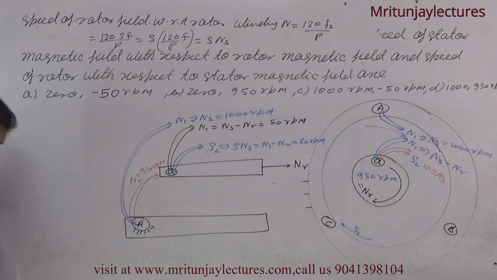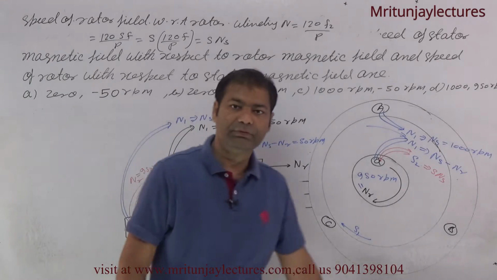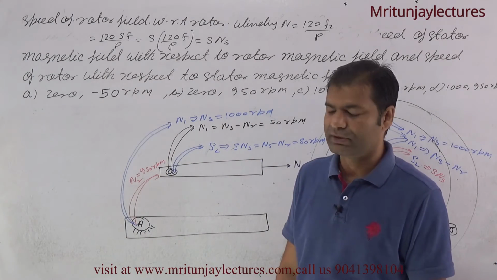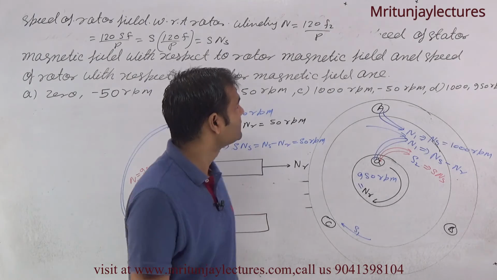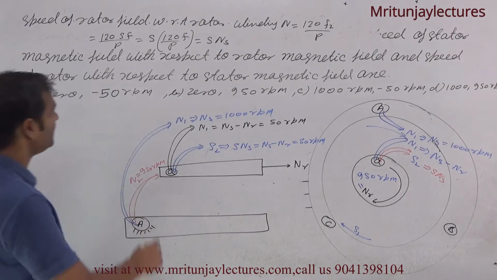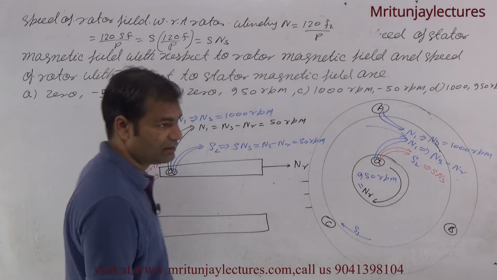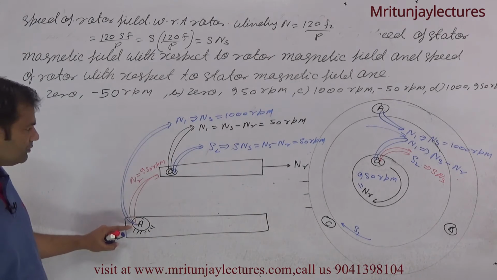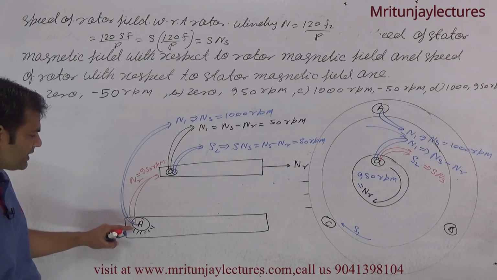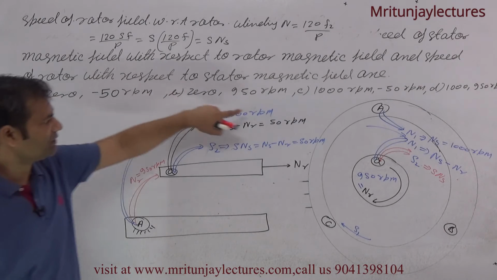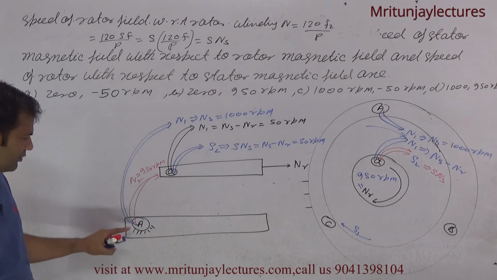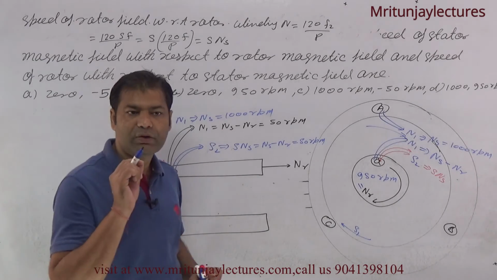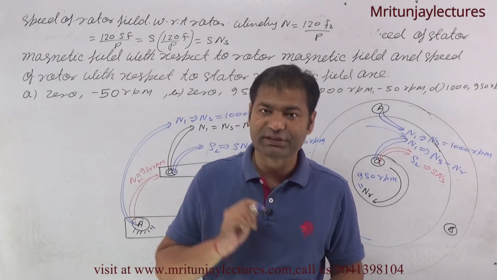Okay. Our motto is to focus on the speed of the stator magnetic field with respect to the rotor winding. Now, on the stator winding, we see the stator magnetic field at 1000 RPM. What about the speed of the rotor magnetic field with respect to the stator winding?